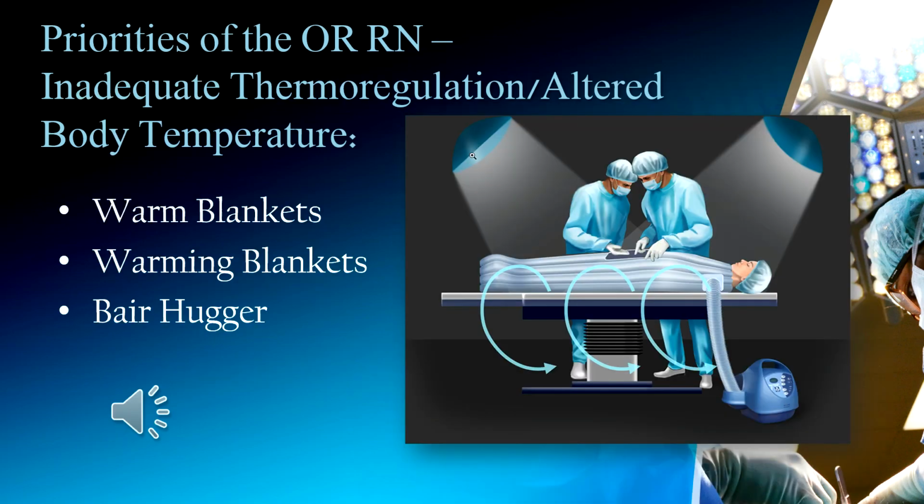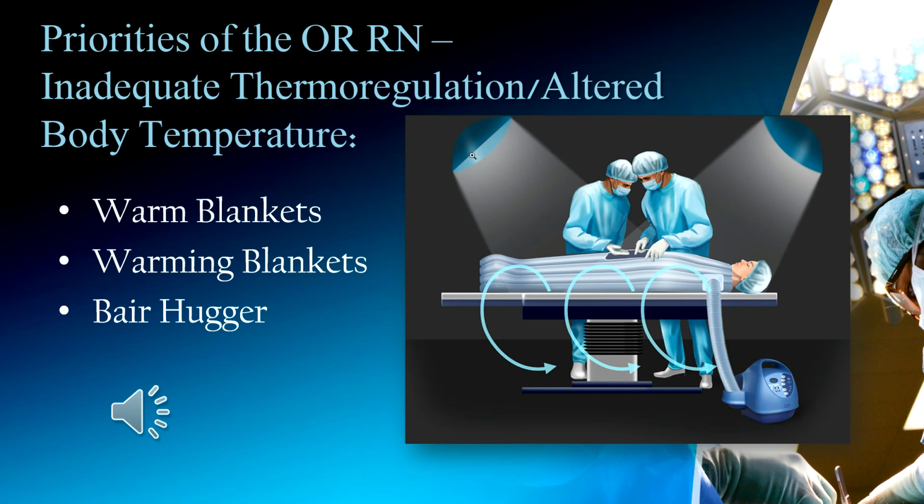Another priority of the OR nurse is altered body temperature, making sure that patient stays warm enough in the very cold environment. So we're using warm blankets, we're using warming blankets and bear huggers to keep that patient warm. You can see in the picture there a very futuristic bear hugger. I haven't seen one that wraps around the patient and stays on quite that well. If you've ever used a bear hugger, you know that once you turn that on, it will fly off. So usually we have to put a blanket over the top to keep it in place.